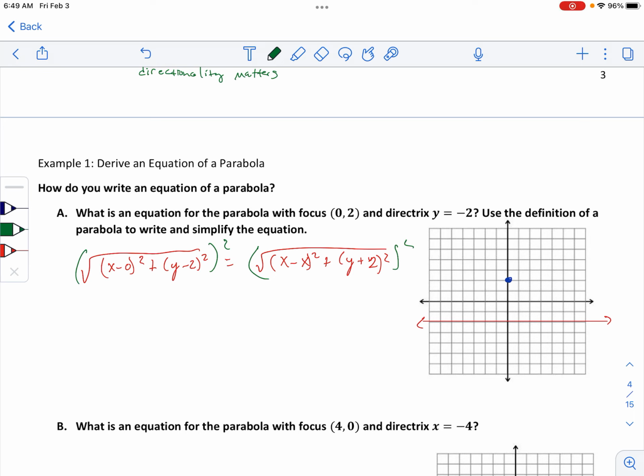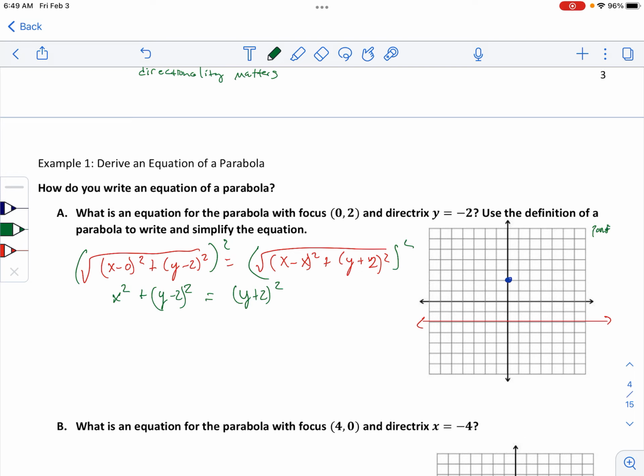Okay, so now on the left side here, this x minus 0 squared is just x squared, plus y minus 2 squared, has to equal x minus x squared. Well, 0 squared, you don't have to worry about that. So that's just y plus 2 squared. And it's plus 2 there because it was minus a negative 2, right? Because the point on the directrix is going to be x comma negative 2.